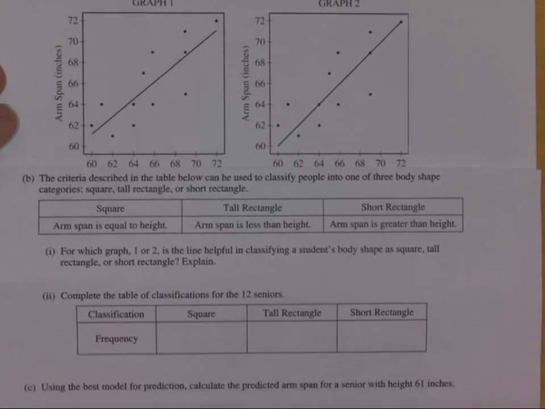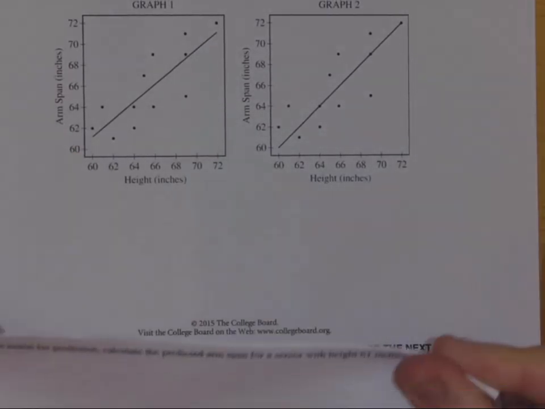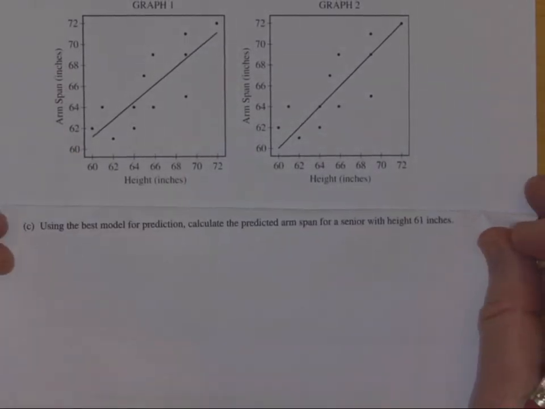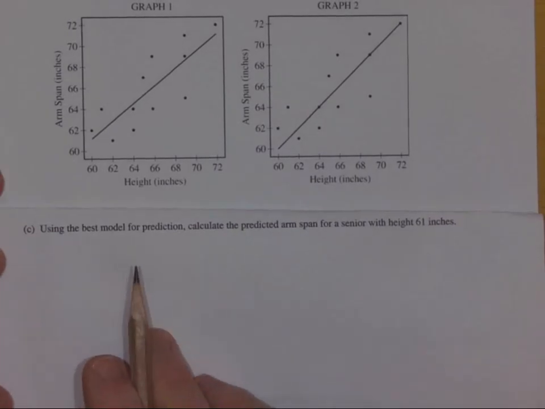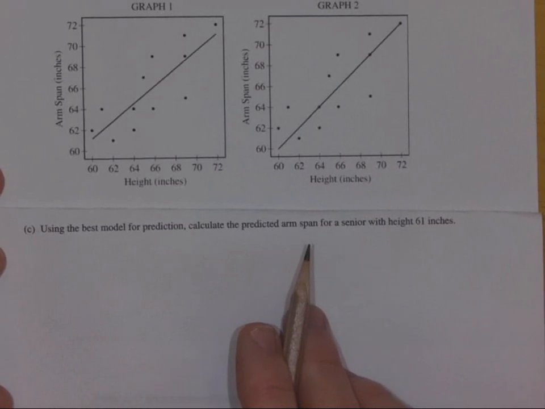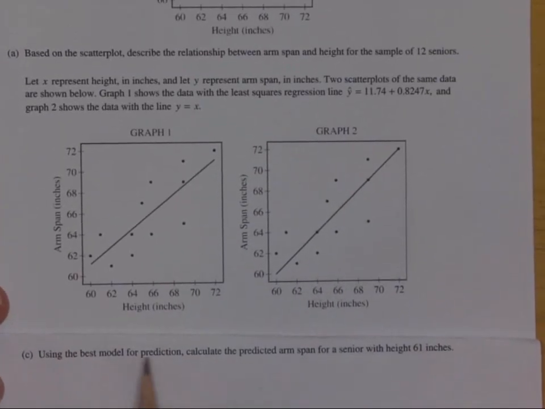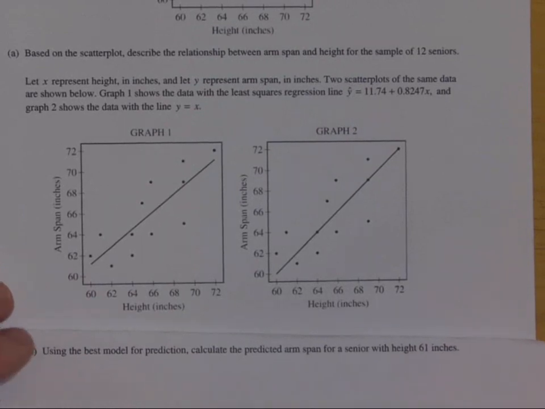And then lastly, part C says: use the best model for prediction. Using the best model for prediction, calculate the predicted arm span for a senior with a height of 61 inches. So if you want to pause the video and give that a shot as well.